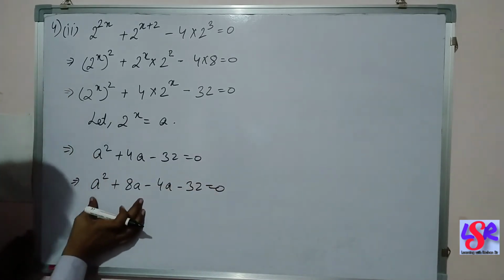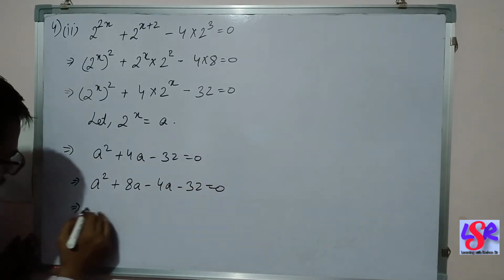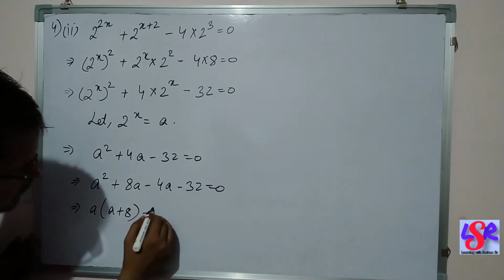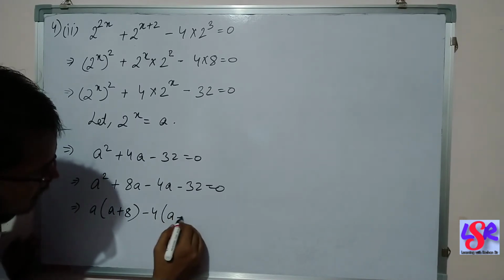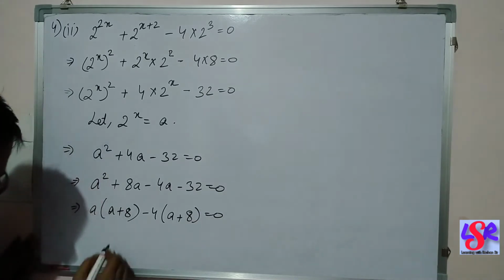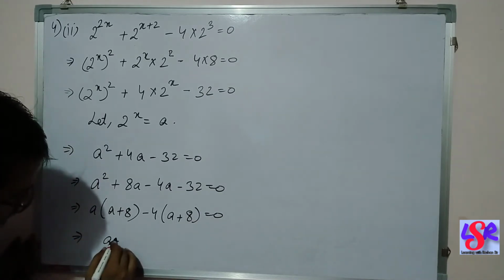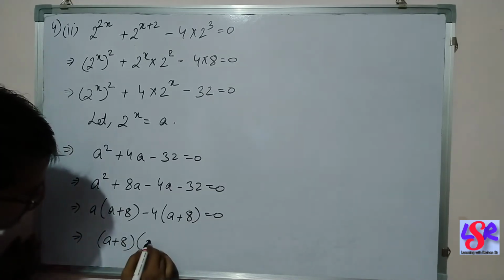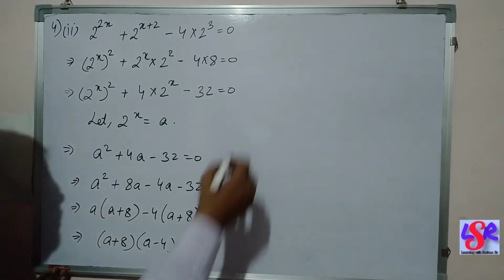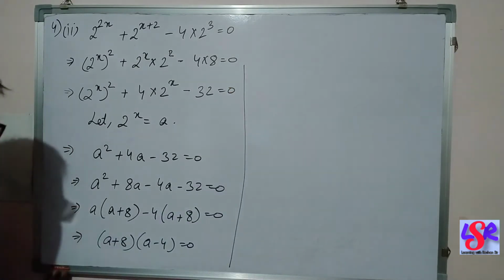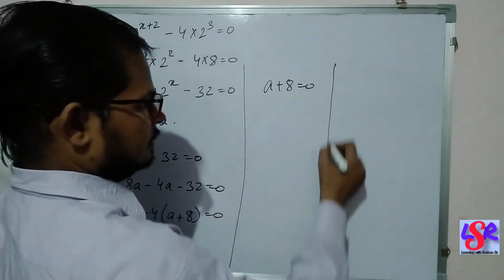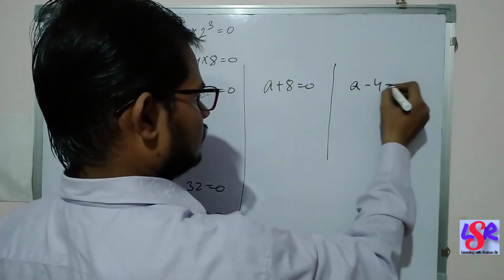Now we can take a common from these two, and it will be a plus 8, and from these two we can take minus 4 as common, and it will be a plus 8. Now we take a plus 8 in the bracket as common and are left with a minus 4 equals to 0. Now we are going to equate both of them equals to 0, and on doing so we get a plus 8 equals to 0 and a minus 4 equals to 0.